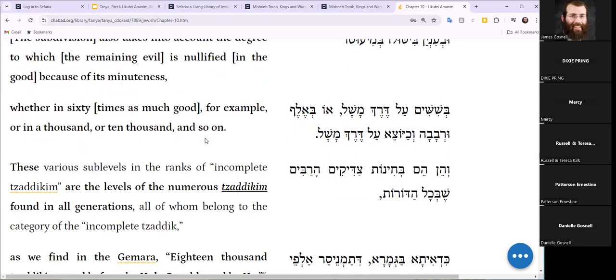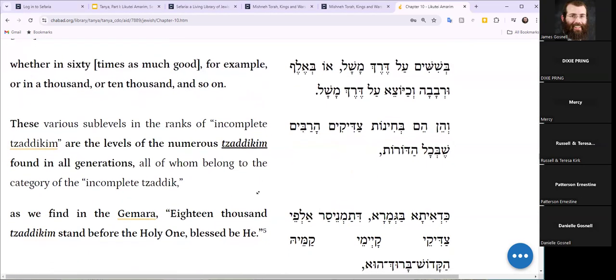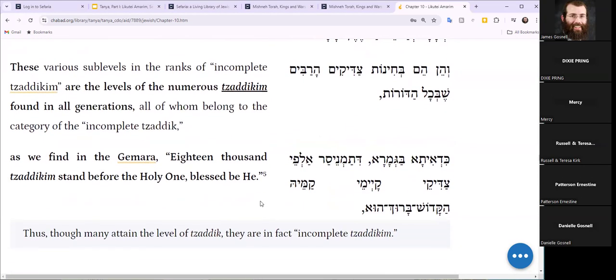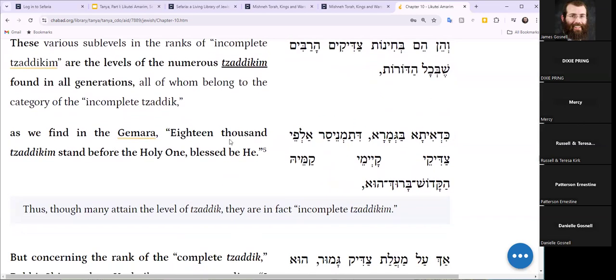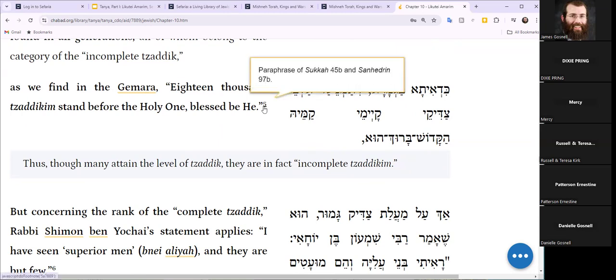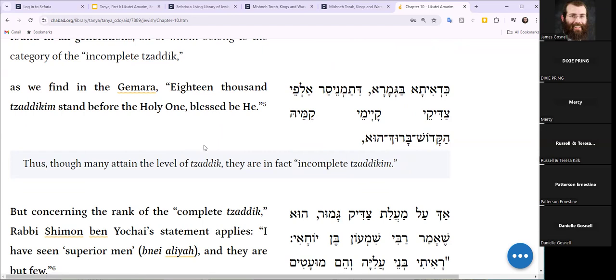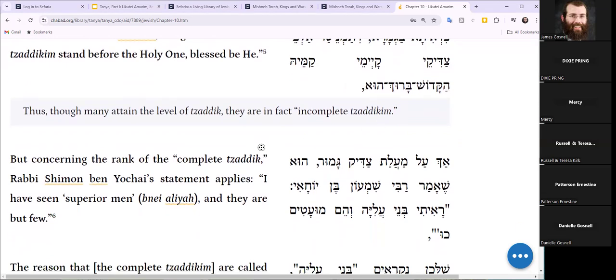These various sublevels in the ranks of incomplete Tzaddikim are the levels of the numerous Tzaddikim found in all generations, all of whom belong to the category of the incomplete Tzaddik. As we find in the Gemara, 18,000 Tzaddikim stand before the Holy One, blessed be He. Thus, though many attain the level of tzaddik, they are in fact incomplete tzaddikim.